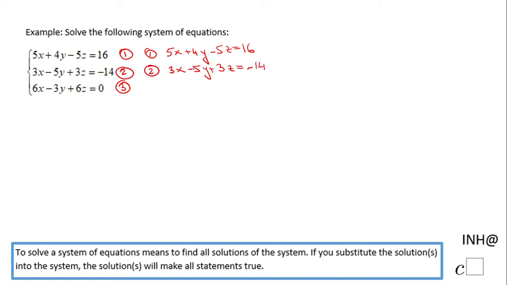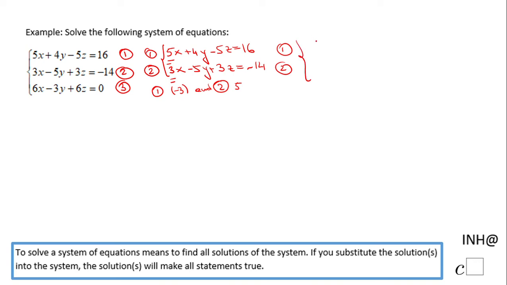And how do I eliminate x in these two equations? You have to look at these coefficients, these two numbers, and I'm going to multiply the first equation by negative 3 and the second equation by positive 5, and let's see what we get. Again, let's see what these two equations become.